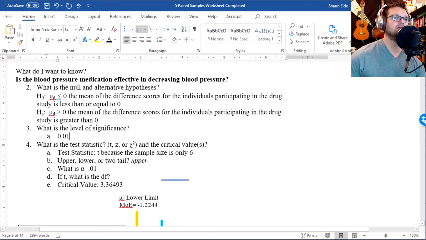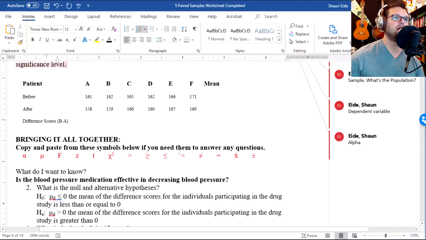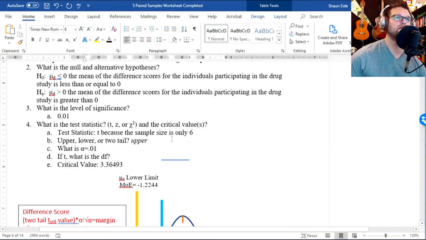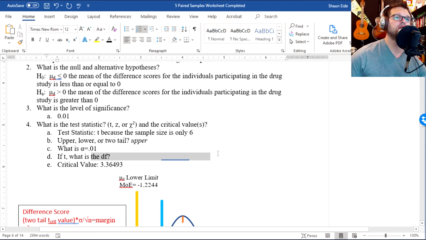And then if t, what is the degrees of freedom? This is a little bit of a departure from the independent. With the independent, you've got 6 before, 6 after, and then you would subtract 2 for the number of categories that you have. But we have a paired, and so for a paired, you take the number of difference scores minus 1. So there are a total of 6 difference scores minus 1, so degrees of freedom is 5.